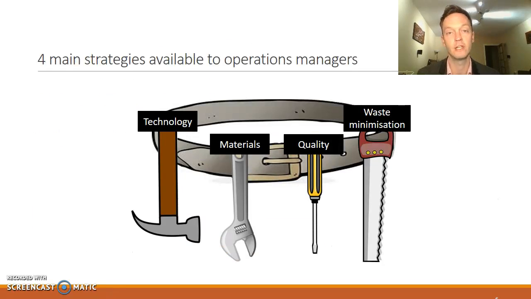And here are those four strategies that I mentioned earlier. The four key tools in the operations manager's tool belt: technology, materials, quality, and waste minimization. Now, how these four tools can increase both efficiency and effectiveness of operations, I'm going to go through separately in the other videos. So if that's something you'd like, check out those other videos.